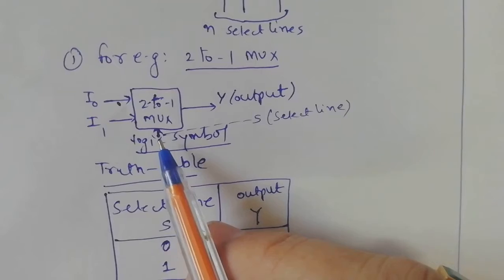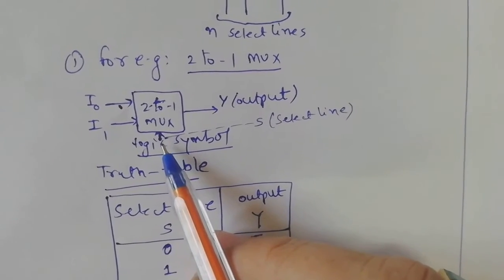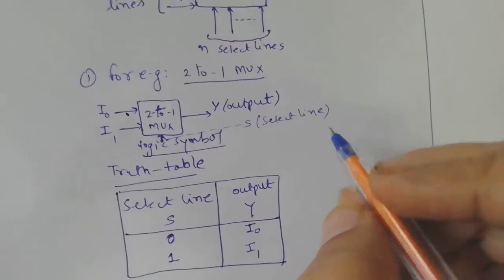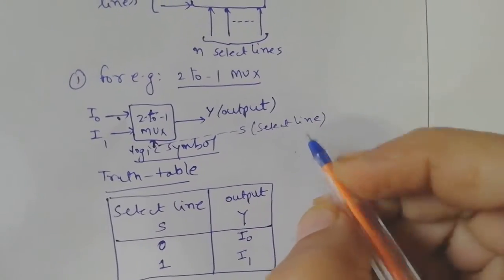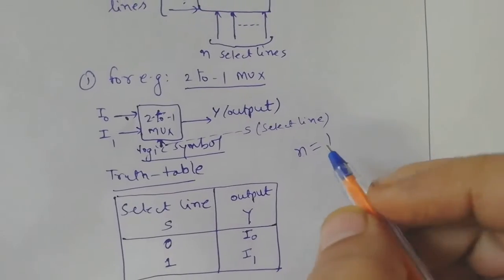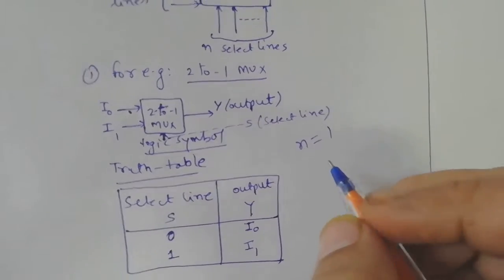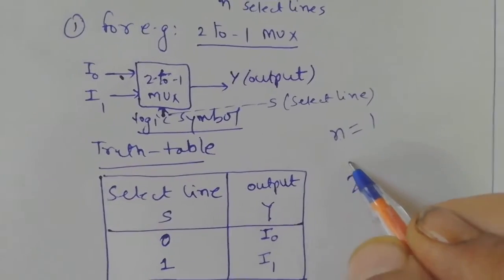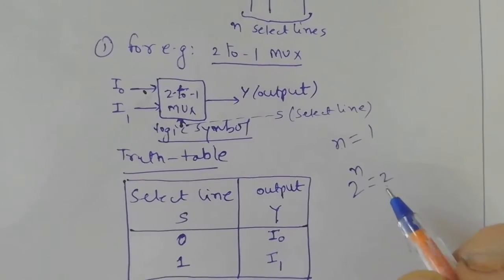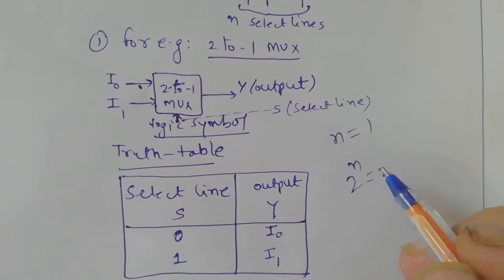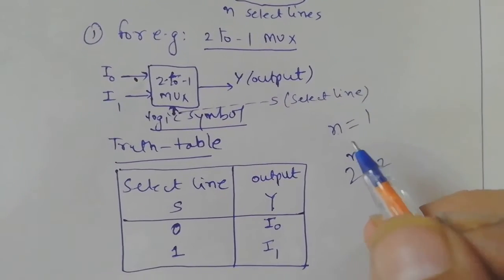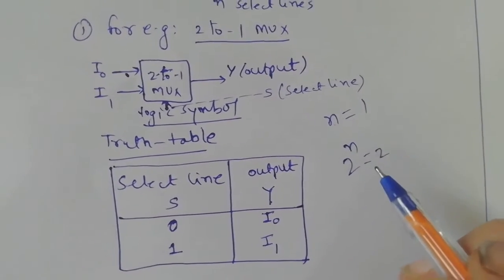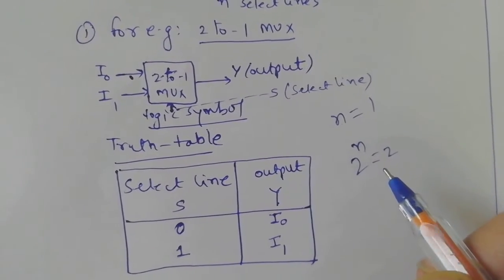Just like we saw above, if n is equal to 1, the inputs will be 2 raised to n, which is 2. Here n is the number of select lines. So we have one select line and there will be two inputs.